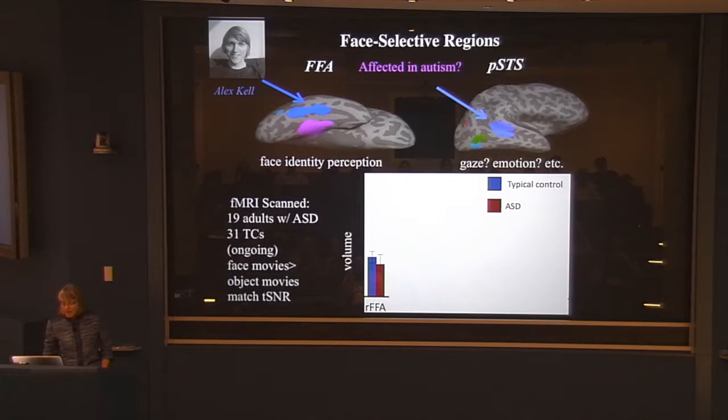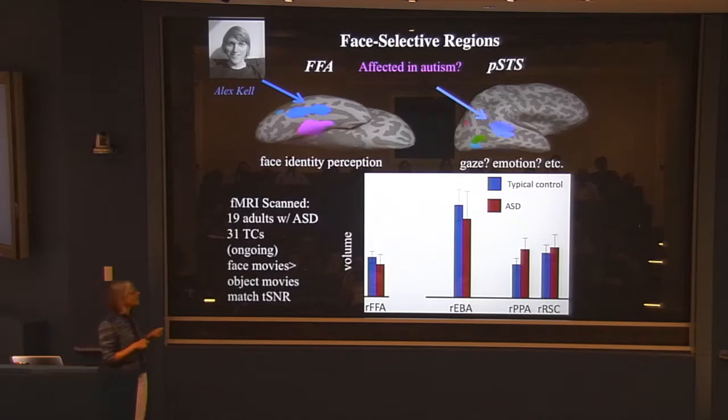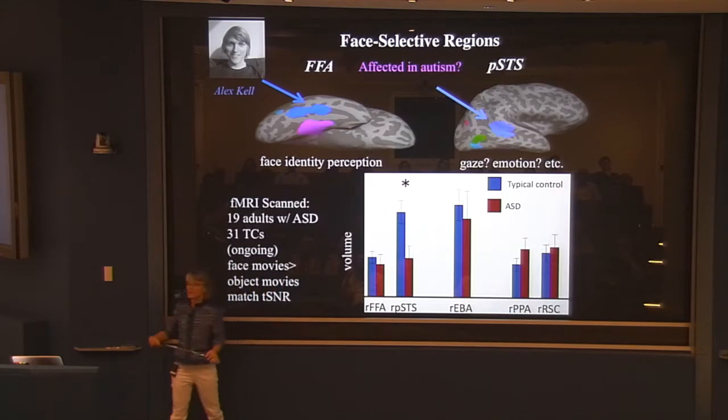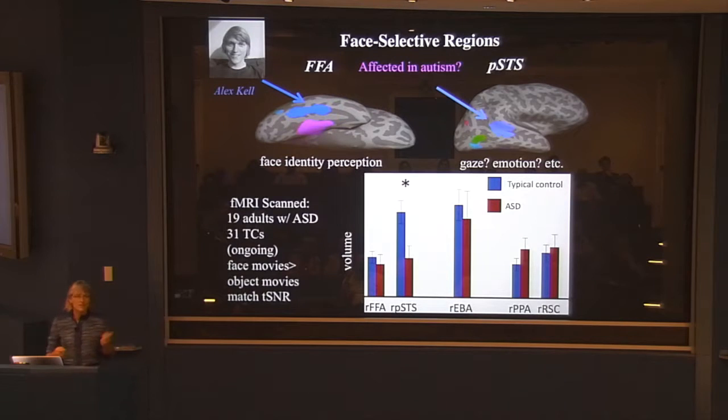And as a bunch of control regions, the body selective region and a bunch of scene selective regions also are very similar in the adults with autism and the typical subjects. But look what happens with that STS region up there. It's a whole lot smaller, right? That's this bar right here. In that region, in a lot of subjects, you don't see any activation at all for those face movies compared to object movies. And the ones that have it have much less activation. It's much smaller.